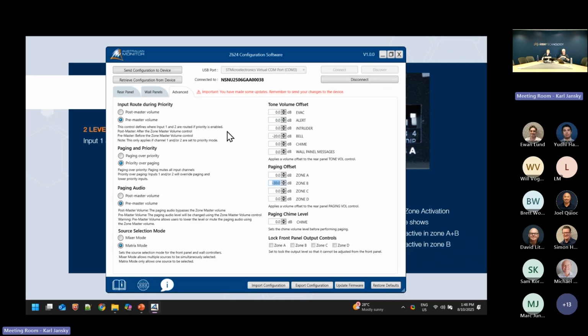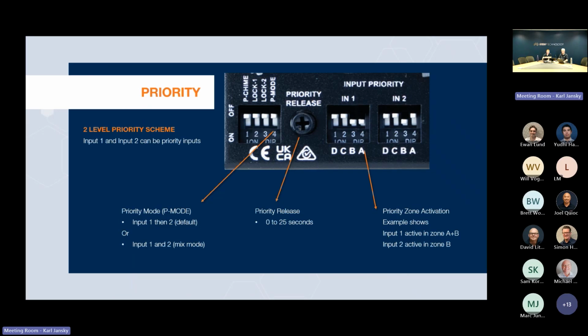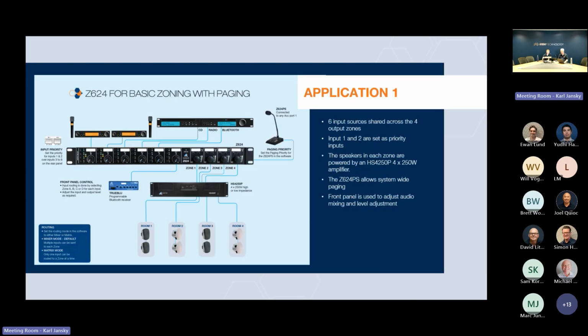And once you've set all of that up, as the red text is showing you at the top, you do need to save that to the system. So with all of these changes, you would then hit the send configuration to the device in order for all of these settings to take effect. So that is the Z624 software. And if we then move to the next page, some application notes which Peter will guide you through.